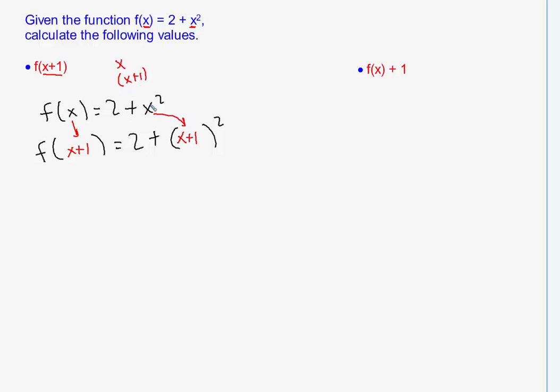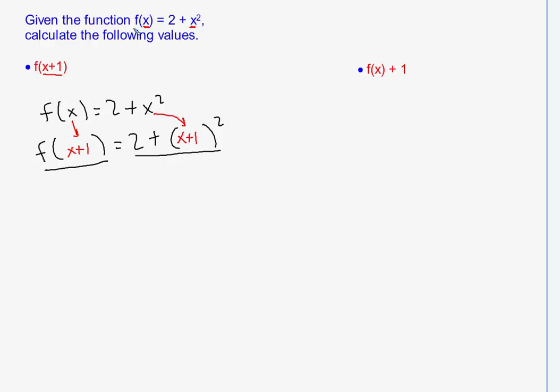So notice here is the letter x in the problem, and I replaced it with not just x plus 1, but parentheses x plus 1, so that whole quantity is being squared. If you want to see a simplification of this answer, then fast forward to the end of the video. For now, let me move on to this notation.